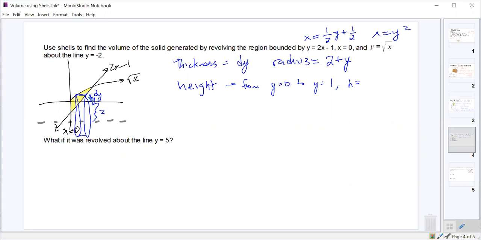It's the x value of the linear one minus the x value of the root function. But it's got to be in terms of y. So the x value in terms of y of y equals 2x minus 1 would be x equals 1/2 y plus 1/2. And the x value of y equals root x would be x equals y squared. So our height should be 1/2 y plus 1/2 minus y squared. Everybody agree with that from y equals 0 to y equals 1?